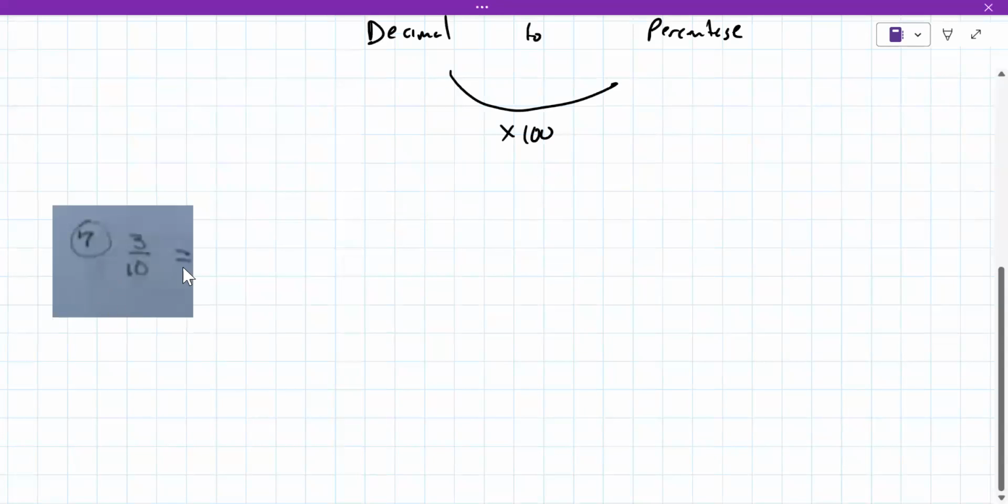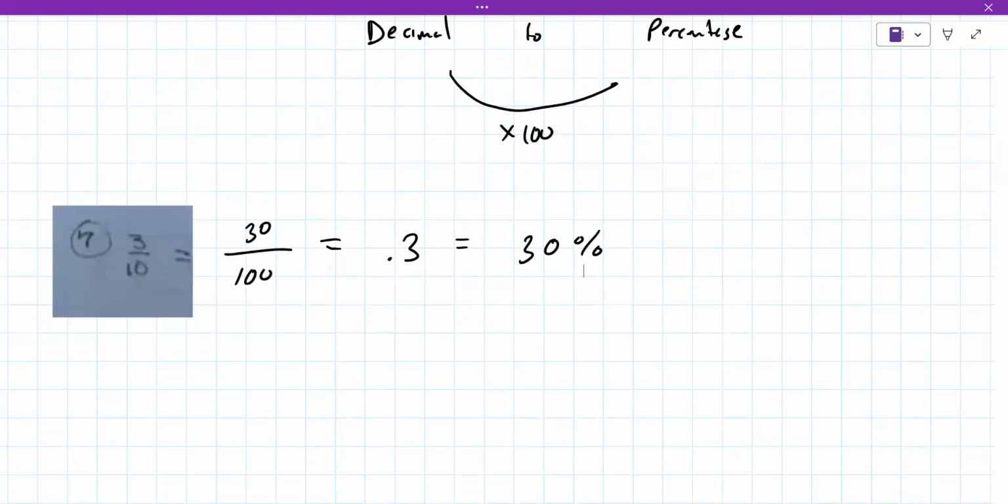You have to... Yeah, would it be 30? 30 over 100, you have to convert to that. This is 0.3, and then you multiply by 100 to get 30. 30%. Yeah.